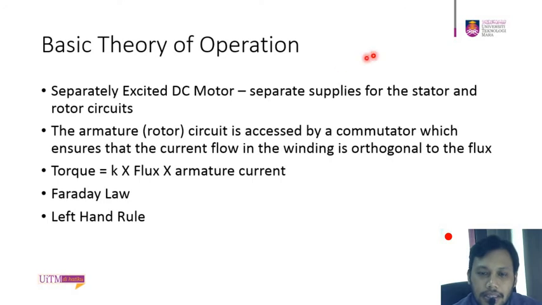The separately excited DC motor has separate supplies for the stator and rotor circuits. The armature is accessed by a commutator, which ensures that the current flow in the winding is orthogonal to the flux. So you can see that torque equals the constant K times flux times the armature current. It follows Faraday's law and the left-hand rule.